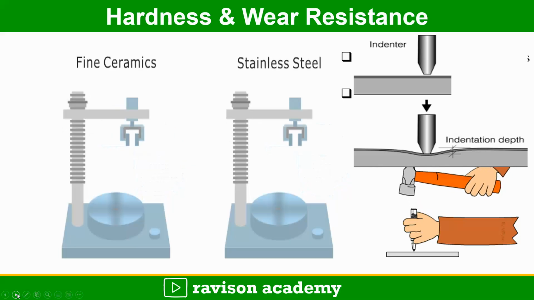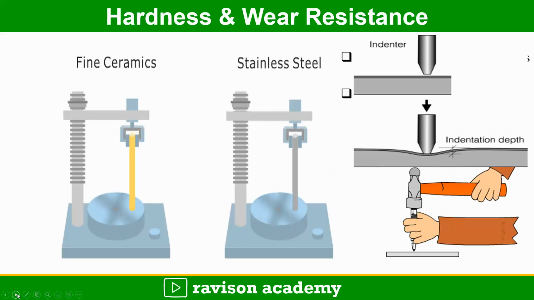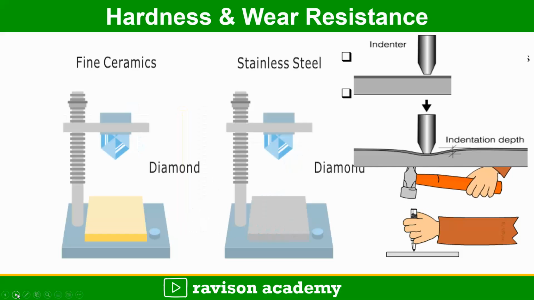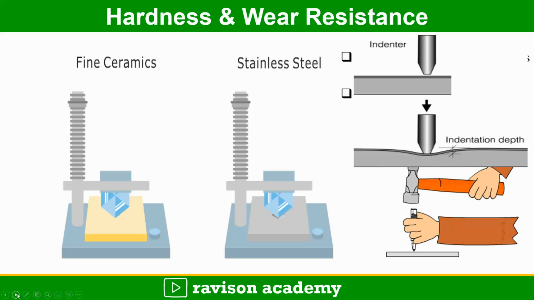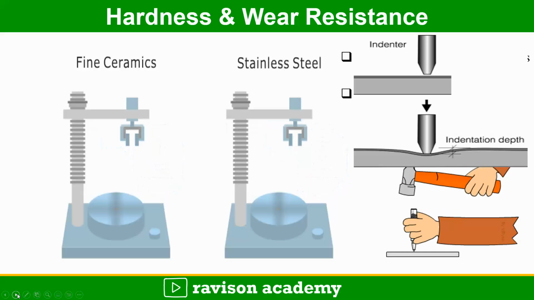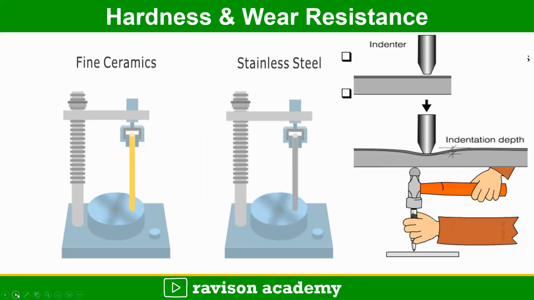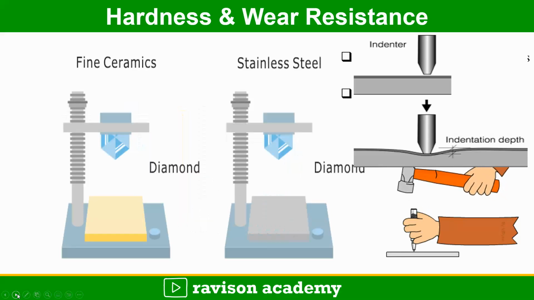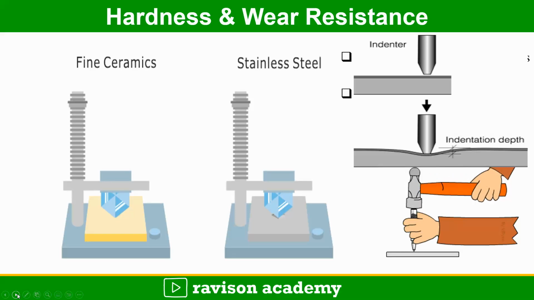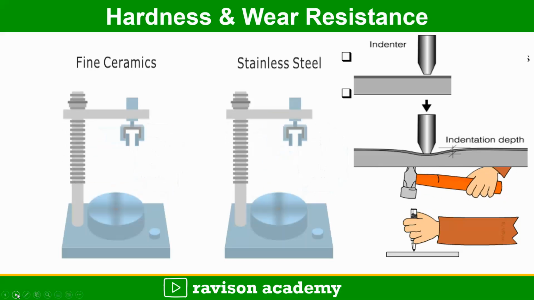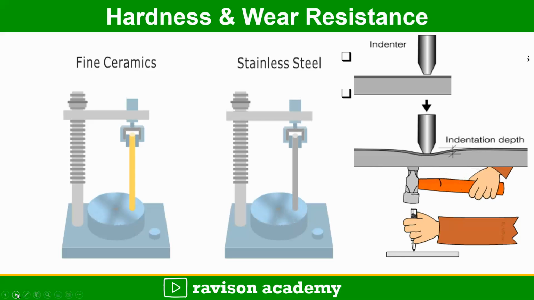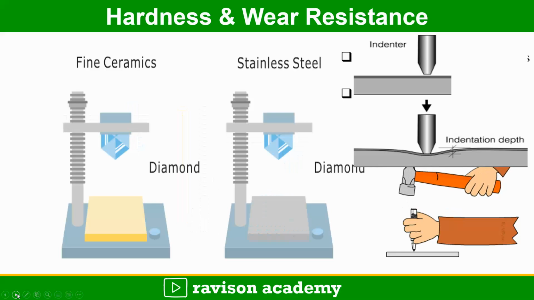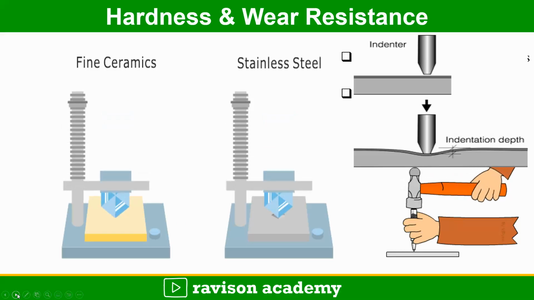So once you apply the indentation or scratch, the softer material forms the more indentation compared to the harder material. And one more thing, the hardness is correlated with the wear resistance. More harder material wears less and a softer material wears more. So there is a correlation between hardness and wear resistance.